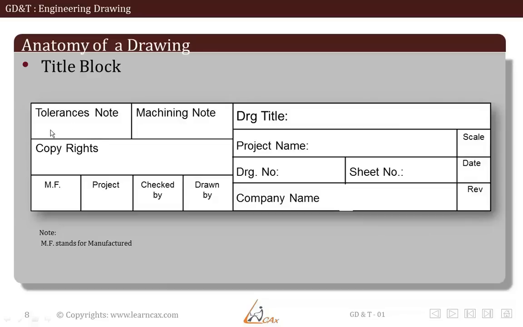It also contains the general tolerance value. If not mentioned locally, this tolerance value has to be taken globally for the whole drawing. Then some remarks regarding the machining operations to be carried out can be written down here. The copyright information can be noted down here. Then these columns contain the assessment of this drawing. The name of the draftsman who created this drawing can be written here. The name of the engineer who checked the drawing must be written here. In the same way, if the part mentioned in the drawing is manufactured, then the relevant details can be written down here.